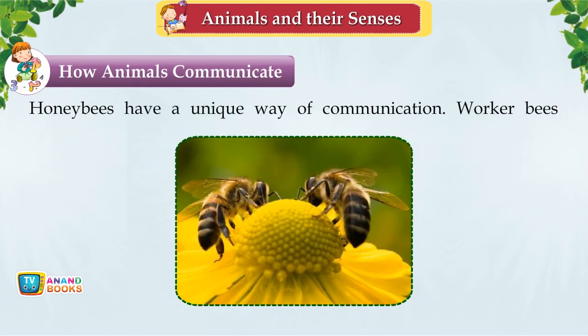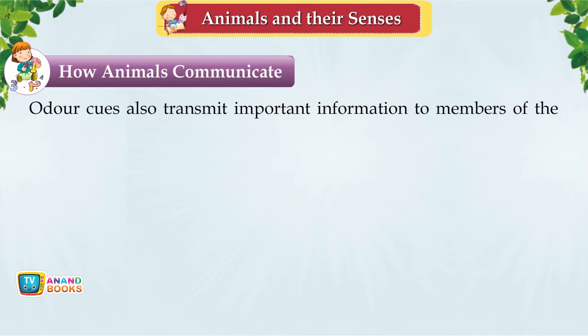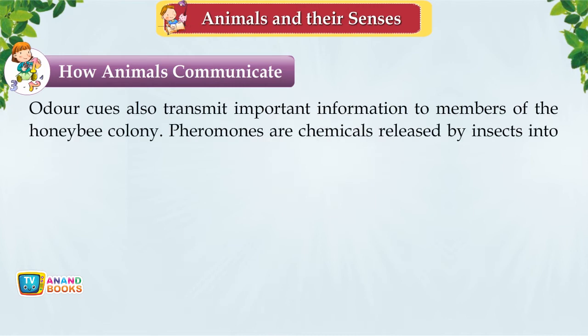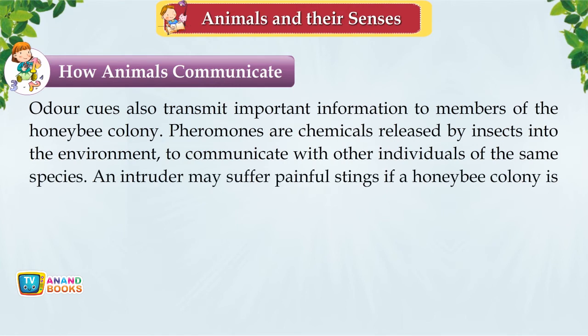Honeybees have a unique way of communication. Worker bees perform a waggle dance to guide other worker bees towards a source of nectar. Odor cues also transmit important information to members of the honeybee colony. Pheromones are chemicals released by insects into the environment to communicate with other individuals of the same species.